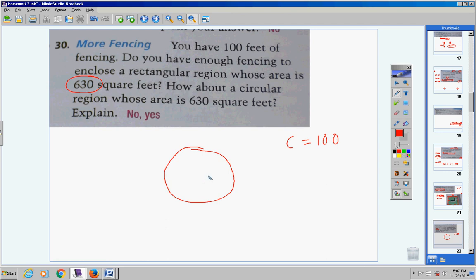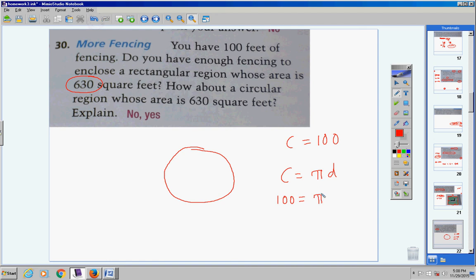Let's find out. What does circumference equal? Pi d, correct? Sure it is. Pi d. So I'll put my circumference here. Mr. Arrowhead, how'd you know you had a circumference of 100? Well, it says you have 100 feet of fencing. That means you're going to put a circular fence. How do I know it's circular? Right here. How about a circular region? So I'm going to start here and put up 100 feet of fencing. So that means my circumference is 100 feet. Alright? So circumference is 100.